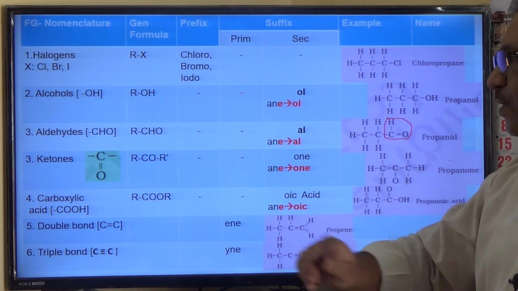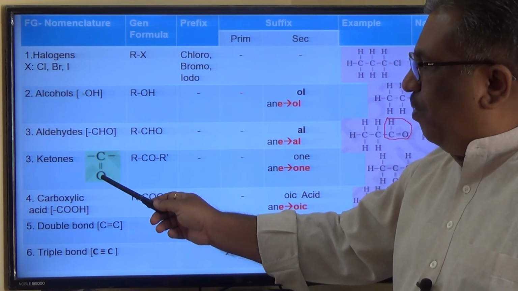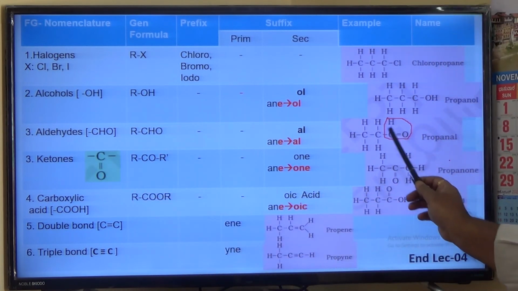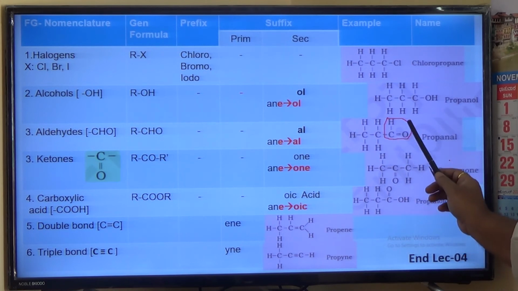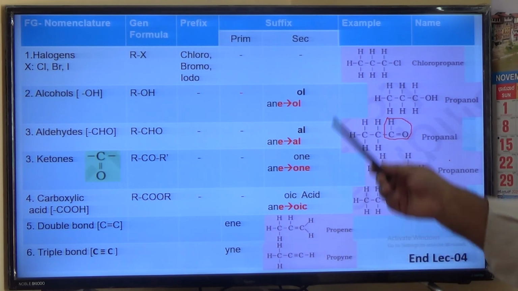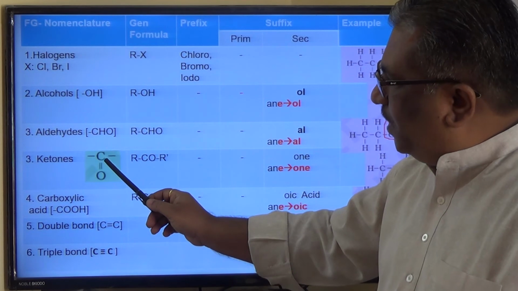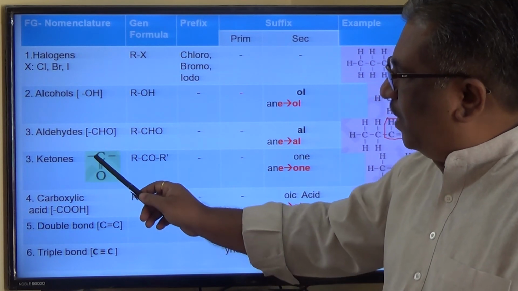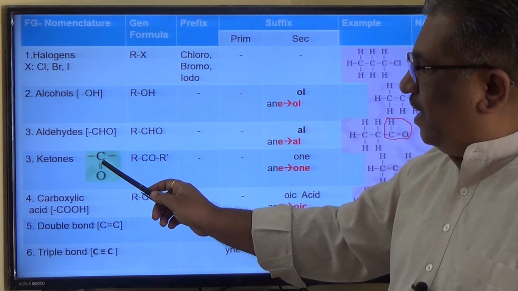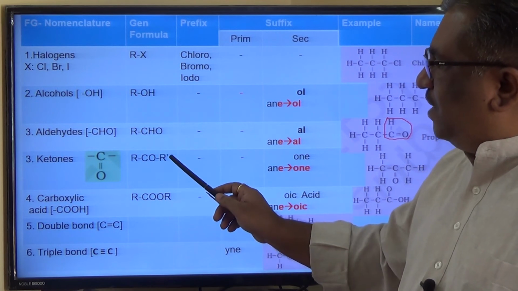Next we will go for ketones. The ketone group is C double bond O, but as I said, if C double bond O comes at either end of the chain, we have to read it as the CHO group, the aldehyde group, not the ketone group. So when will the ketone group specifically come? Look here: the ketone group is represented by C double bond O, but there are 2 valencies, one on each side. So this carbon can be attached with R and R dash, and R and R dash can be the same also.